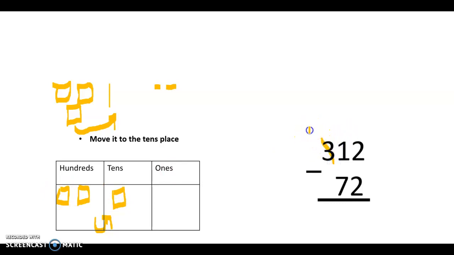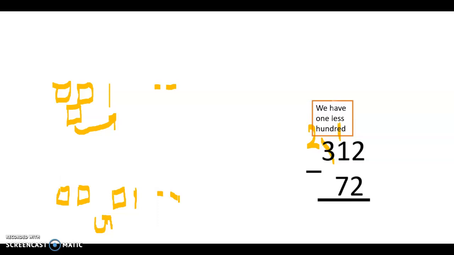So now there's 2 hundreds left in the hundreds place, and I've moved one of the 100s over here into the tens place. And I have my 10 that we started with and my 2 ones that we started with from 312. So we have 100 less in the hundreds place because we've moved one next door to the tens place.